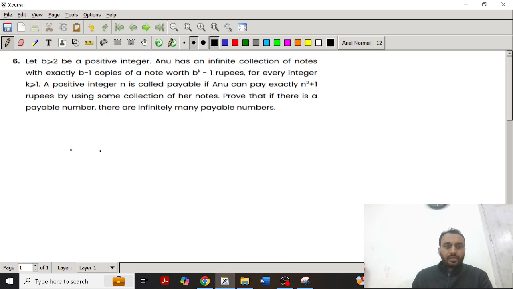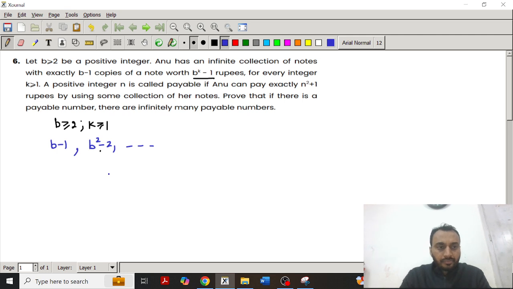So we have b greater than or equal to 2 and k greater than or equal to 1. Now the next thing is, for each note we have b minus 1 copies worth b power k minus 1. If we see, for k equal to 1, b power k minus 1 is b minus 1, and for k equal to 2 it is b square minus 1, and so on.